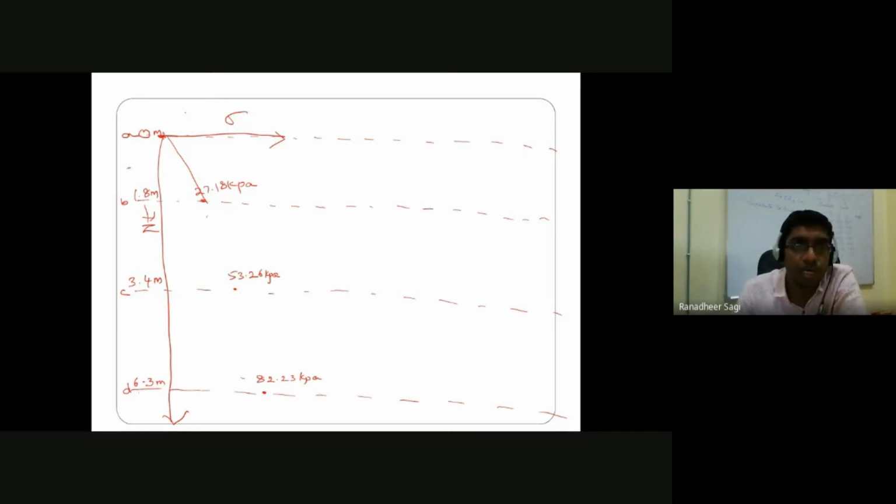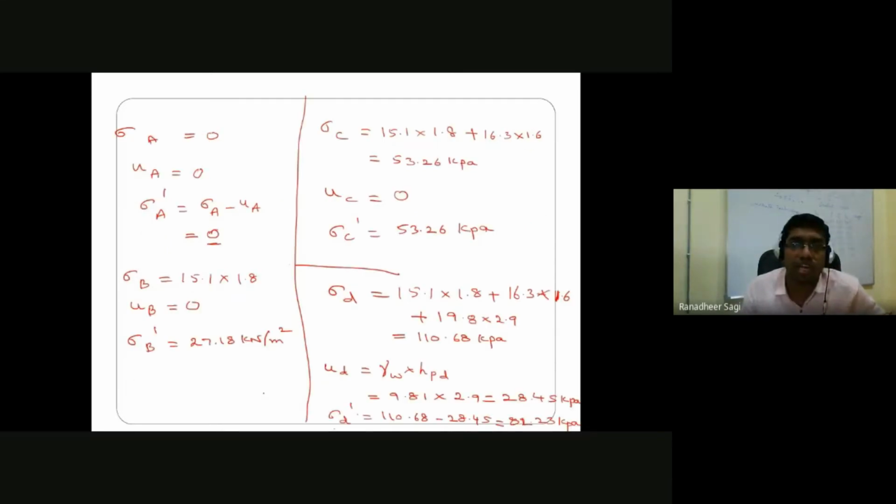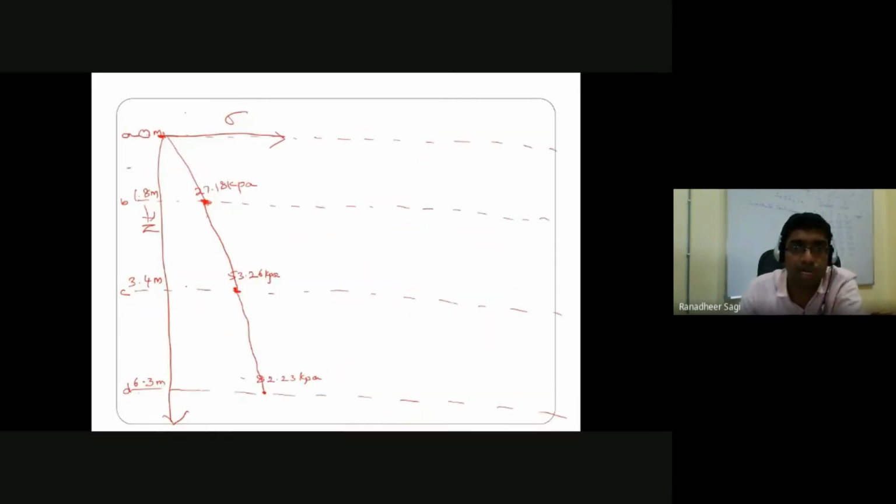So from point B, which says 27.18 kilopascal, to point C, where the total stress is 53.26 kilopascal, these values are also going to be joined by a straight line, but not with the same slope as what I have represented earlier. And once again, from point C to point D, I am going to join it by a straight line. And this tells me it is 110.23, because the total stress is what I am talking about. That's how your total stress is varying with the depth.